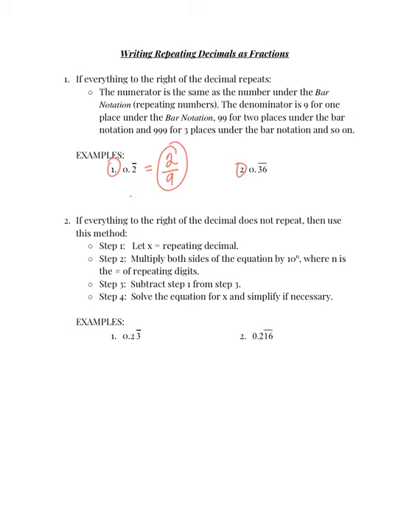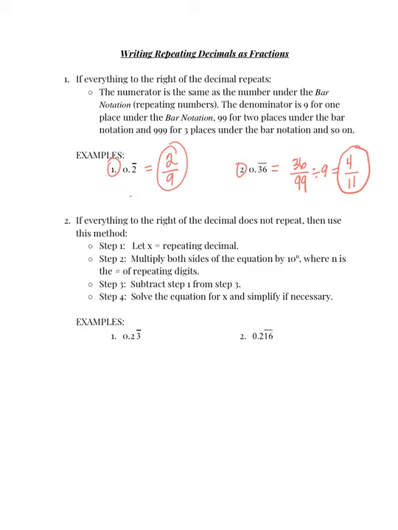Example 2 here, 0.36 repeating. In this instance, the 36 is under the bar notation. That's your numerator. The denominator is 99 because there are two digits repeating. This fraction is not in simplest form, so we want to look at a common factor for 36 and 99, and that would be 9. Dividing your top by 9, you get 4. Dividing your bottom by 9, you get 11. So the fraction is 4/11. Those are pretty simple. That's a little shortcut method you can use for those.